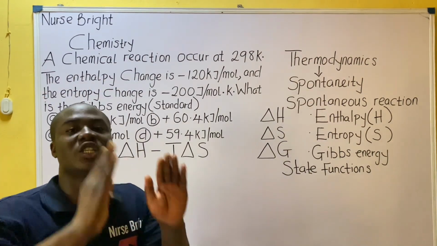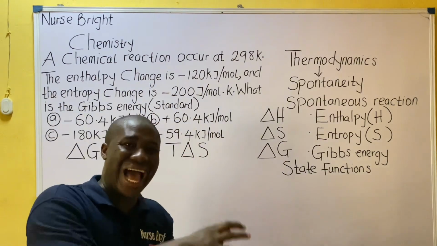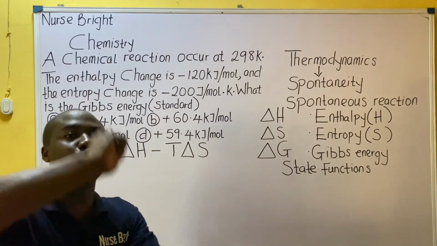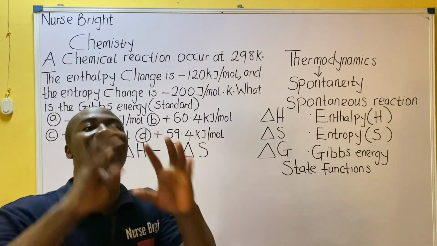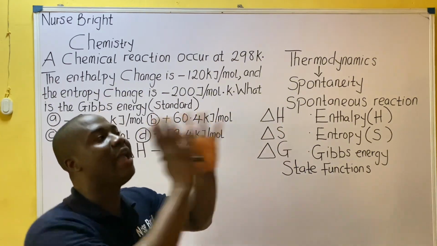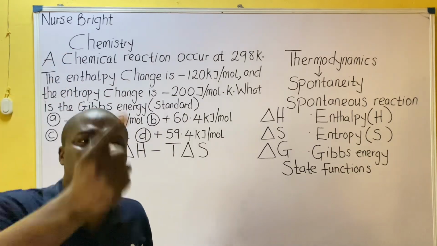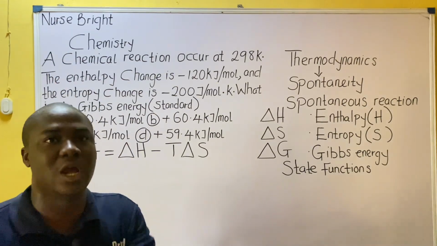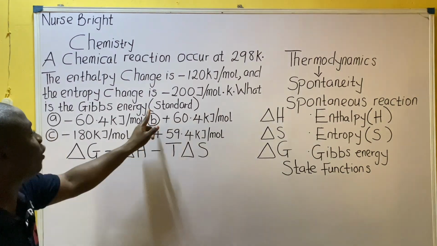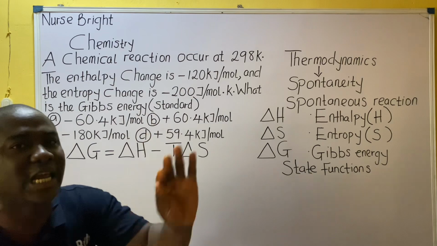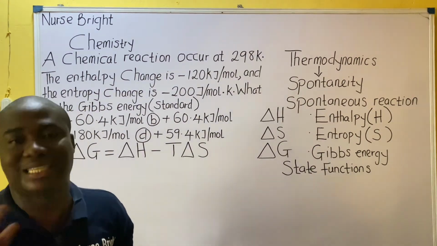Delta G, which is Gibbs energy, can occur in two conditions. We have the standard Gibbs energy and the non-standard Gibbs energy. For the standard, there are criteria to know that a particular question is asking you to get the standard free energy or standard Gibbs energy. But in this question, they made things easy for us. They just told us that the Gibbs energy you have to look for is standard Gibbs energy, because standard Gibbs energy is different from non-standard Gibbs energy.